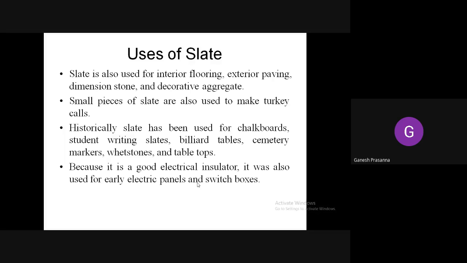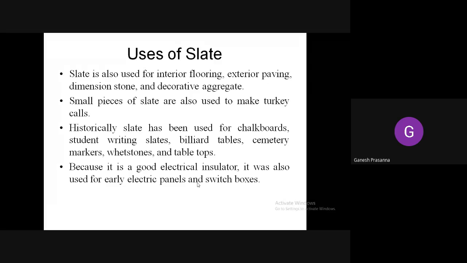Coming to the uses, slate is used in interior flooring, exterior paving, dimension stones, and also as a decorative aggregate. Small pieces of slate are used to make roof tiles, a type of rooftop. Historically, slate was used for chalkboards and student writing slates. In ancient days, small children used to write on the slate itself, and the chalkboards were also made of slate.